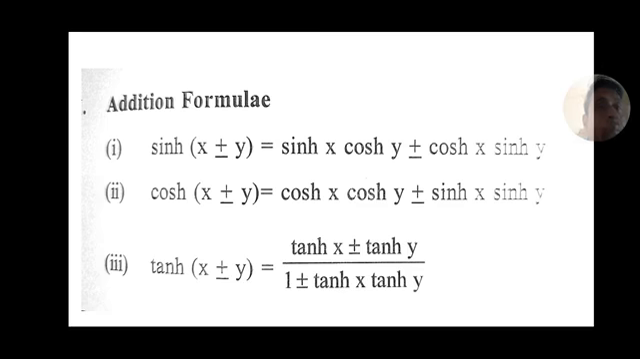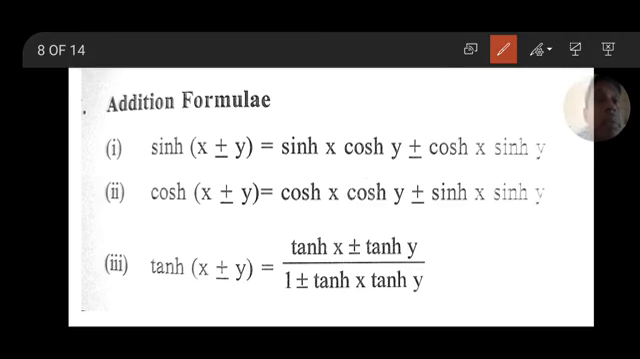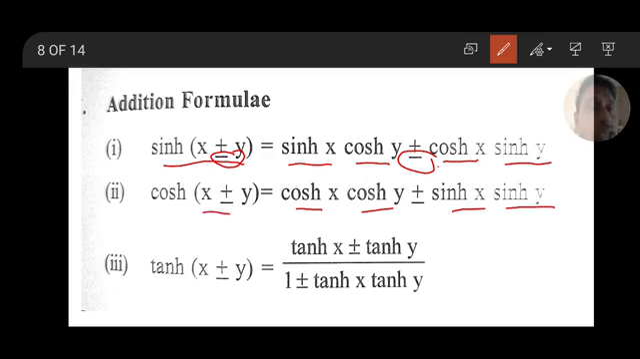Next, sinh of x plus or minus y, like the sin of a plus b formula. Sinh of x plus y equals sinh x cosh y plus cosh x sinh y. If it is a minus, we have to take minus. Okay. Cosh of x plus y equals cosh x cosh y plus sinh x into sinh y. Cosh of x minus y equals cosh x into cosh y minus sinh x into sinh y.